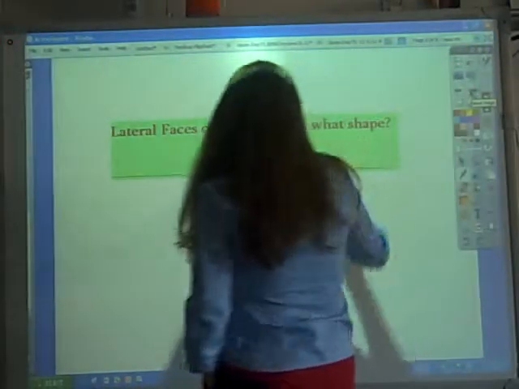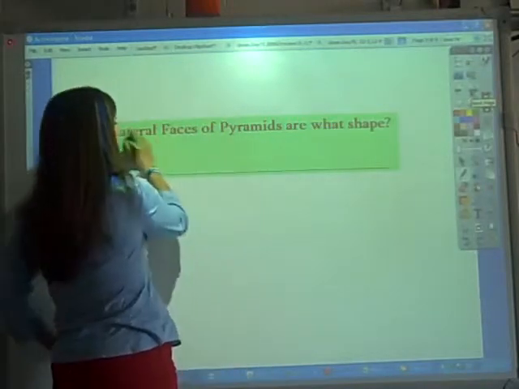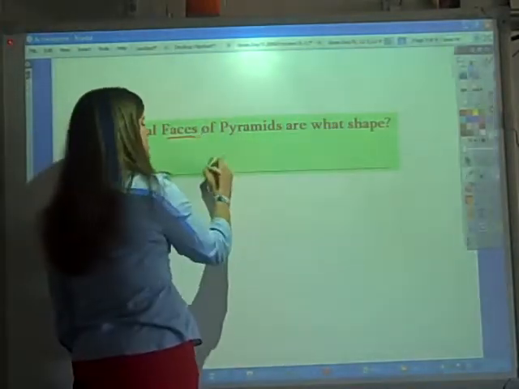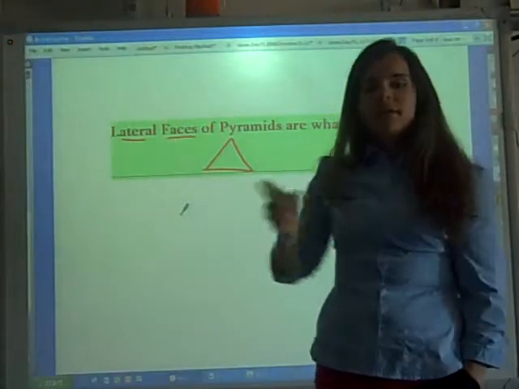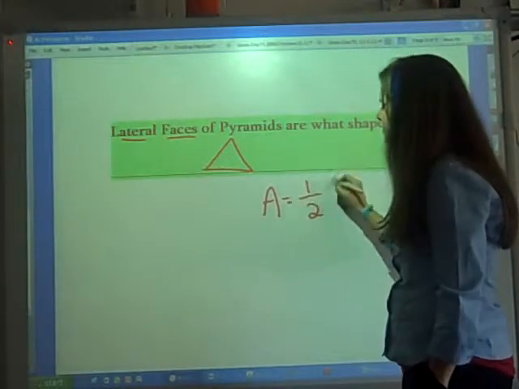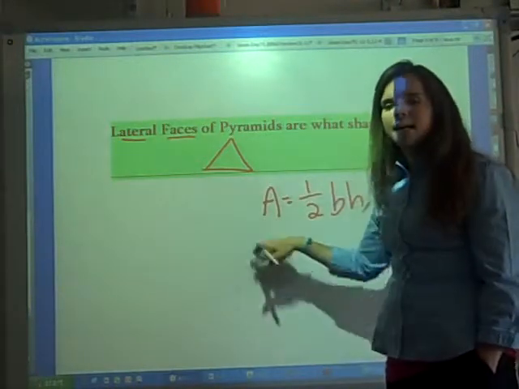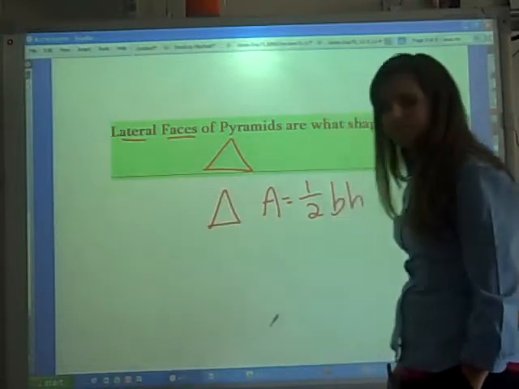Lateral faces of pyramids are what shapes? We already talked about this. Hopefully you can just snap it right off. Lateral faces of pyramids are going to always be triangles. So what area formula are we going to use all over the place here? 1/2 base times height. Here is your area formula for a triangle.